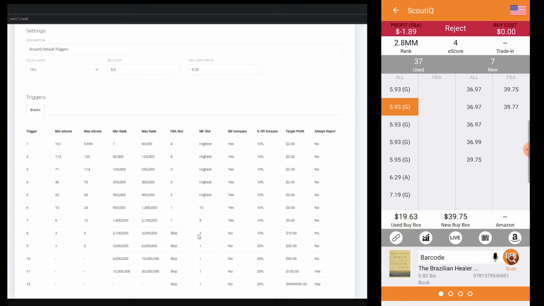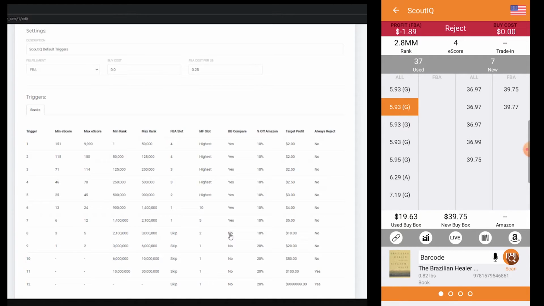FBA slot, it skips. MF slot is going to look at merchant fulfilled slot number 2, which as you can see is highlighted on the screen. That's how you can tell what the trigger is selected. And that price is $5.93. As you can see, the lowest 4 merchant fulfilled are actually all $5.93. That doesn't get up to $5.95 until right after that. So $5.93, it picked number 2.